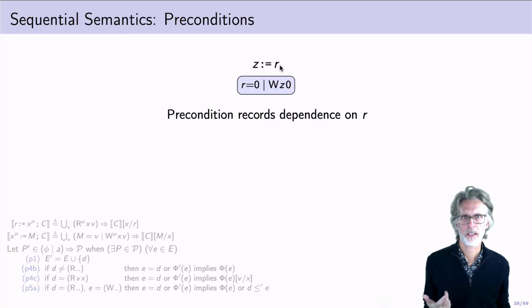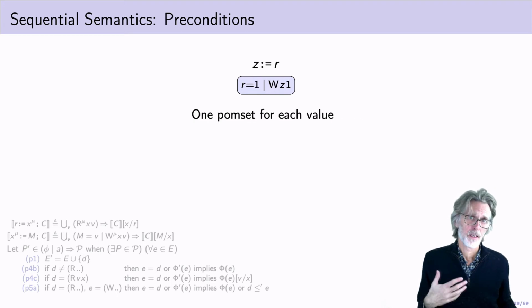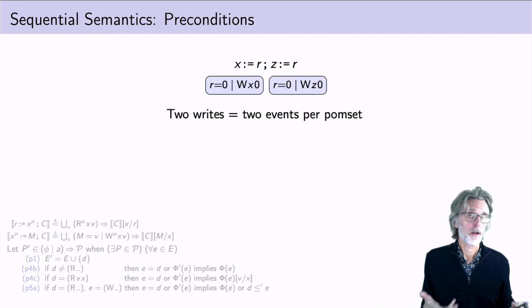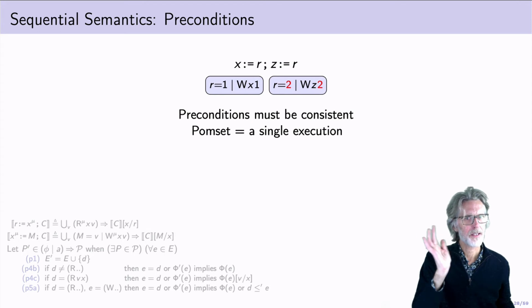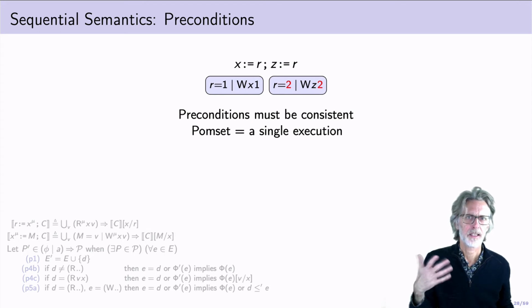So what I'm showing here is a simple program and one of its implication minimal Pomsets. So you can see here the precondition R is 0 is required to produce this write action. Of course, I could have different values for R, and that would give me different Pomsets. If I write R twice, I'll end up with 2 separate events. And of course, those might have different values. However, if I'm seeing different values for R, then I have an inconsistency, and this Pomset would be disallowed.